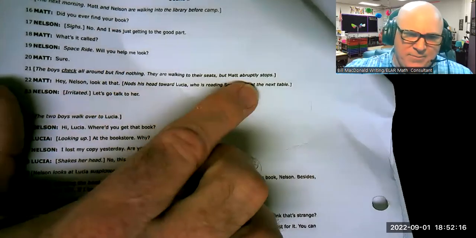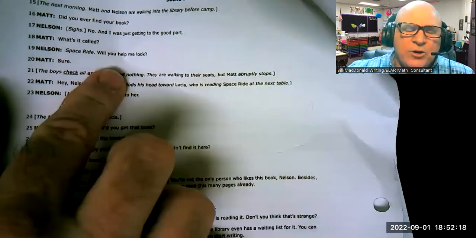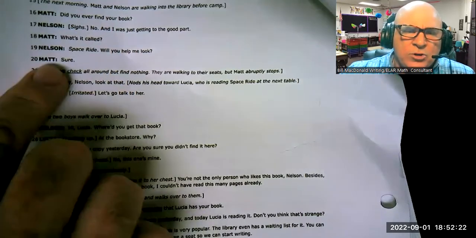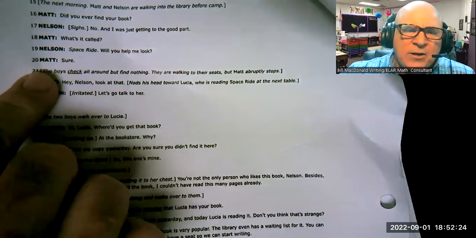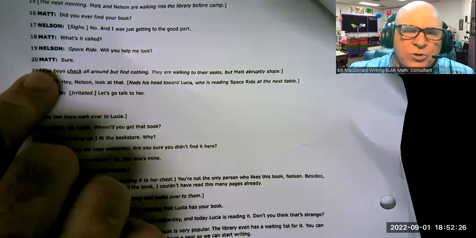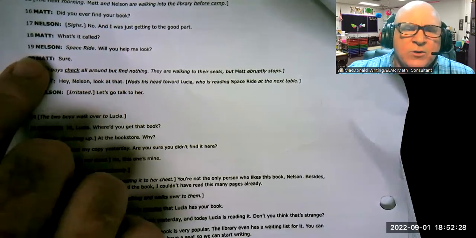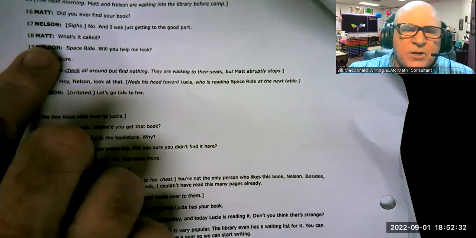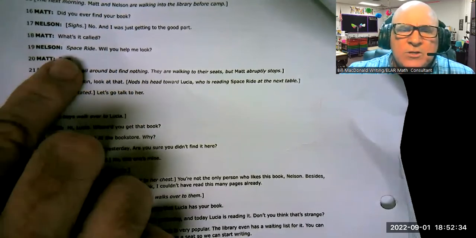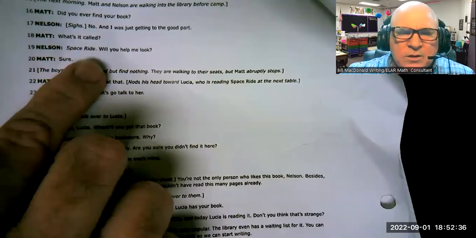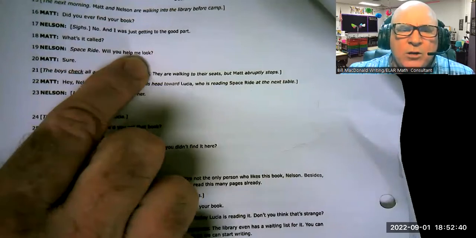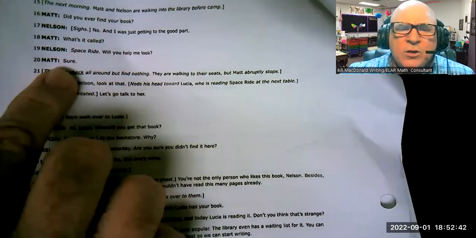Now, remember, when they ask you about a question and you're not sure, this is the red light. So the first thing that you should do is click the yellow light and go back 1 or 2 or 3 lines. So Matt says, what's it called? Space ride, Nelson responds. Will you help me look? And so look is a clue. Sure. The boys check all around. The boys look all around.